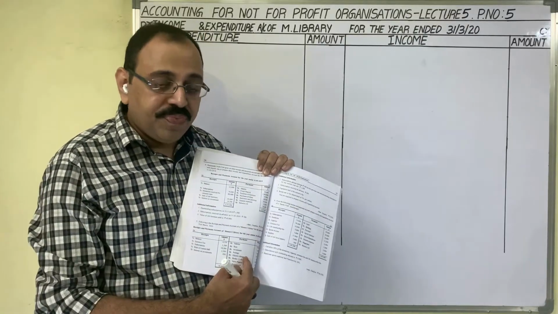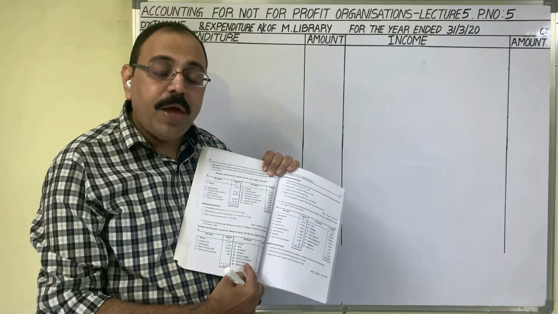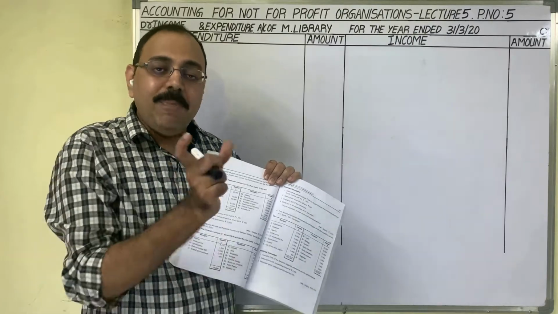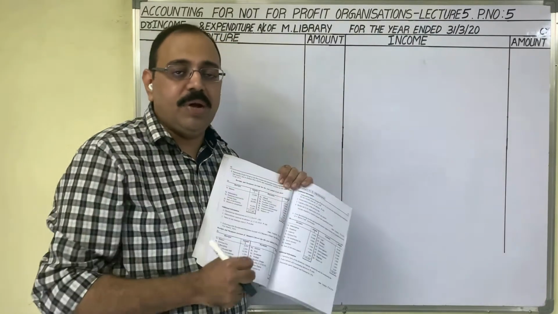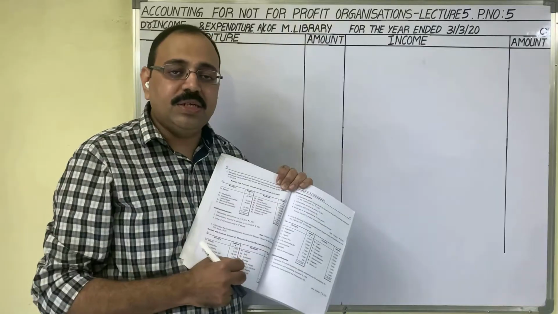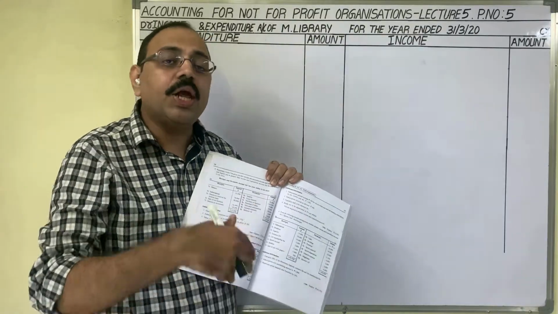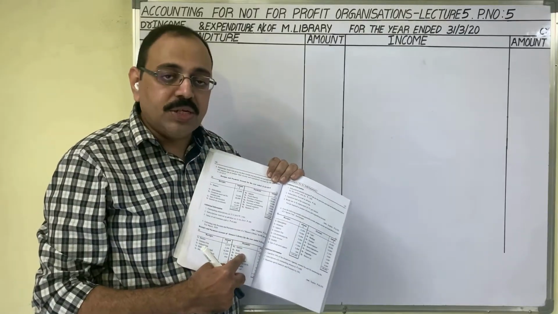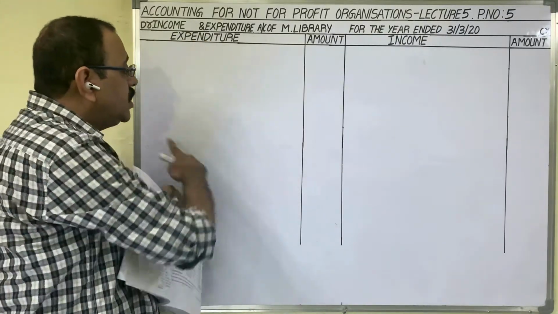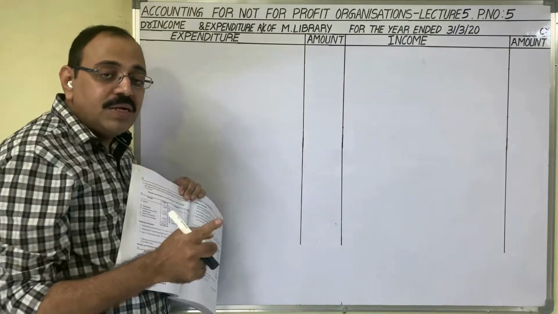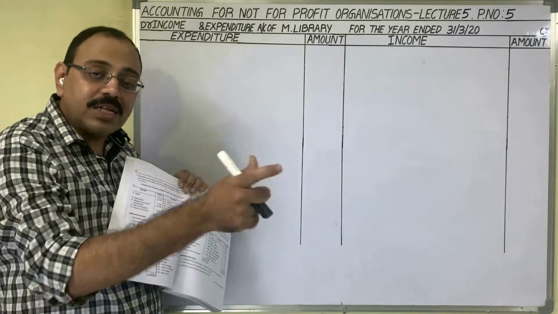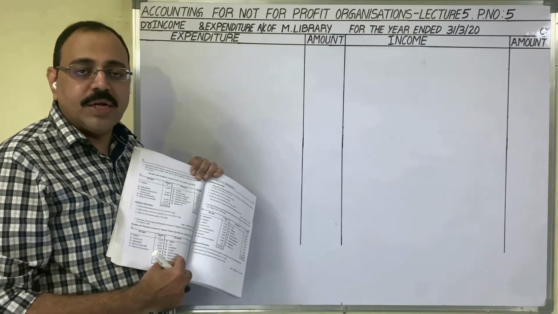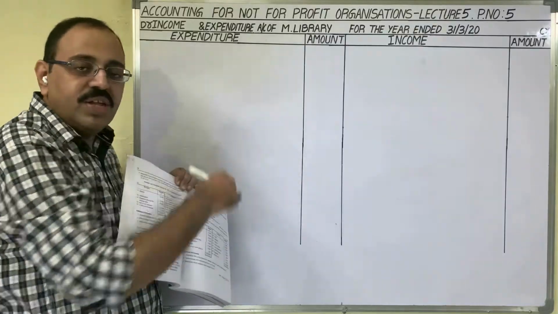Similarly, on the credit side he has given payments. Payments are of 2 types: capital payments and revenue payments. Capital payments mean rare, non-recurring payments. Revenue payments mean regular, recurring payments. So capital payments we should not show on the debit side of this account. In the balance sheet, on the asset side, capital expenditure appears. Revenue payments, under revenue expenditure, we have to show on the debit side of this account.